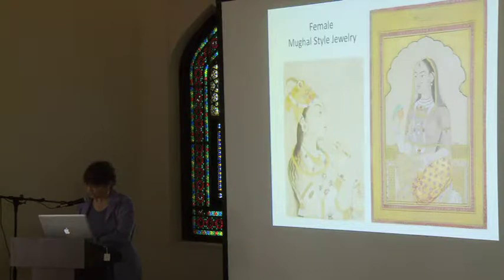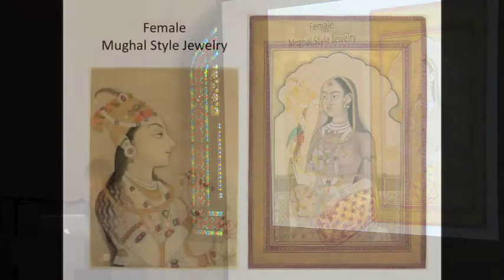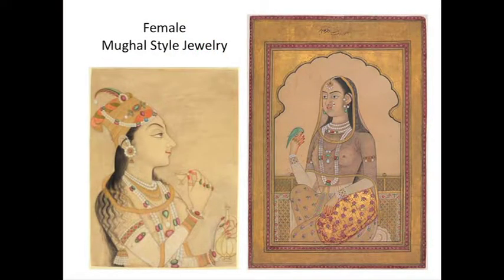On the right is a bejeweled maiden with a parakeet, dating from about 1670. You'll notice that she has henna on her fingers. Each finger is adorned with a diamond ring. She has cuff bracelets that may be in the Kundan style, ropes of pearls, emeralds, rubies.